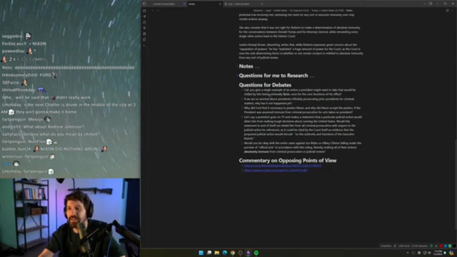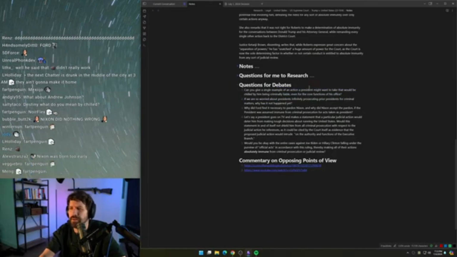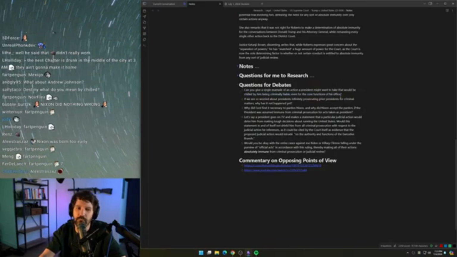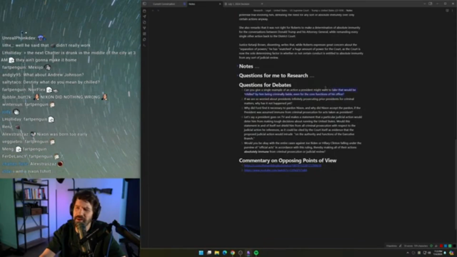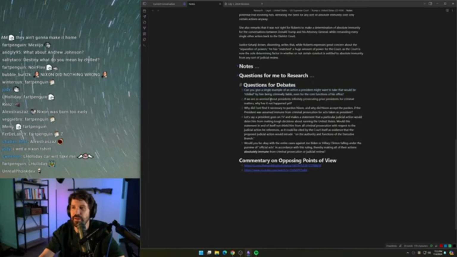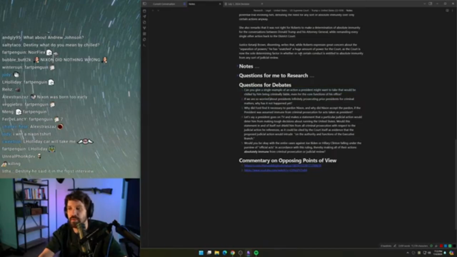So the idea that the president might not take some bold action because he's chilled about it being held criminally liable, I'm curious, what actions do you think those are? I really want to know what actions you think the president might need criminal liability to perform to the best of his duties.